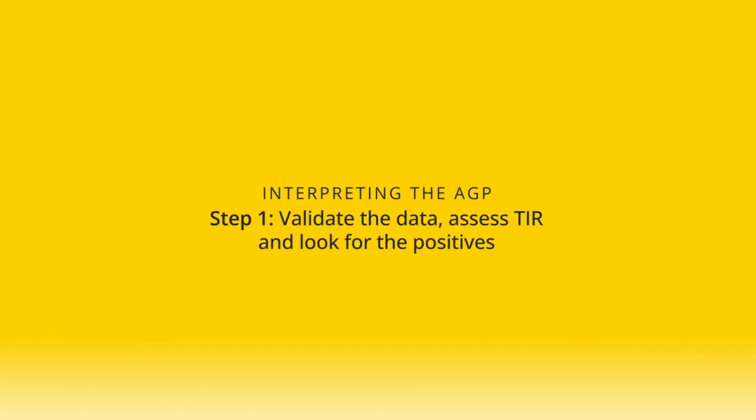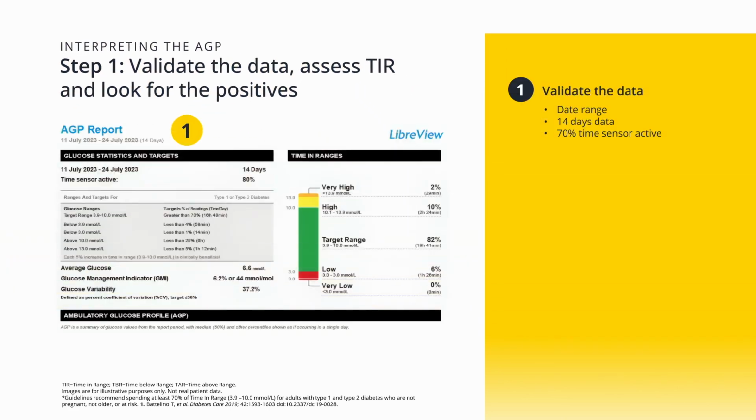Step 1. Validate the glucose data and review the key glucose metrics. First, check that at least 70% of the data from the past 14 days has been captured, as recommended by the current guideline. Check that the most recent date range is displayed and that it is set to 14 days. You can also confirm by checking the percentage time that the sensor is active.